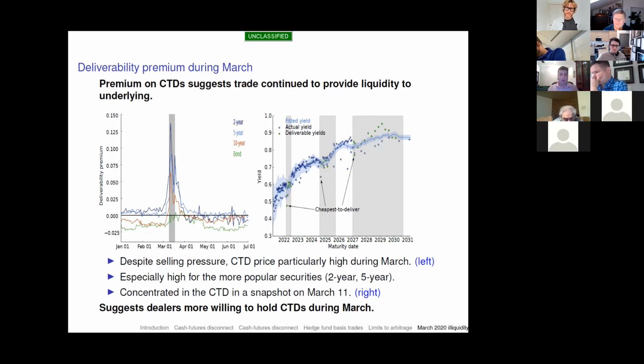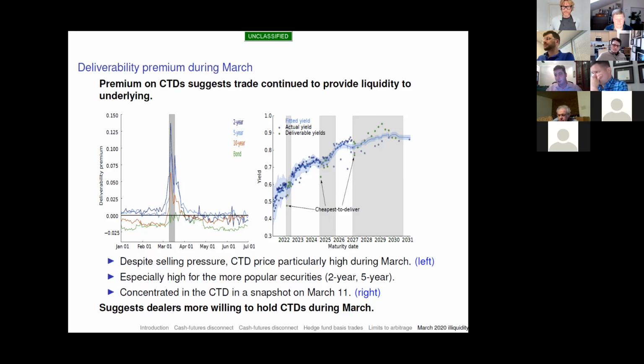Now, one reason we think that dealers may have been so willing to take these treasuries on, which shortcuts a potential margin spiral that could have otherwise occurred, was because of the extraordinary actions that the Fed took and their precise timing.